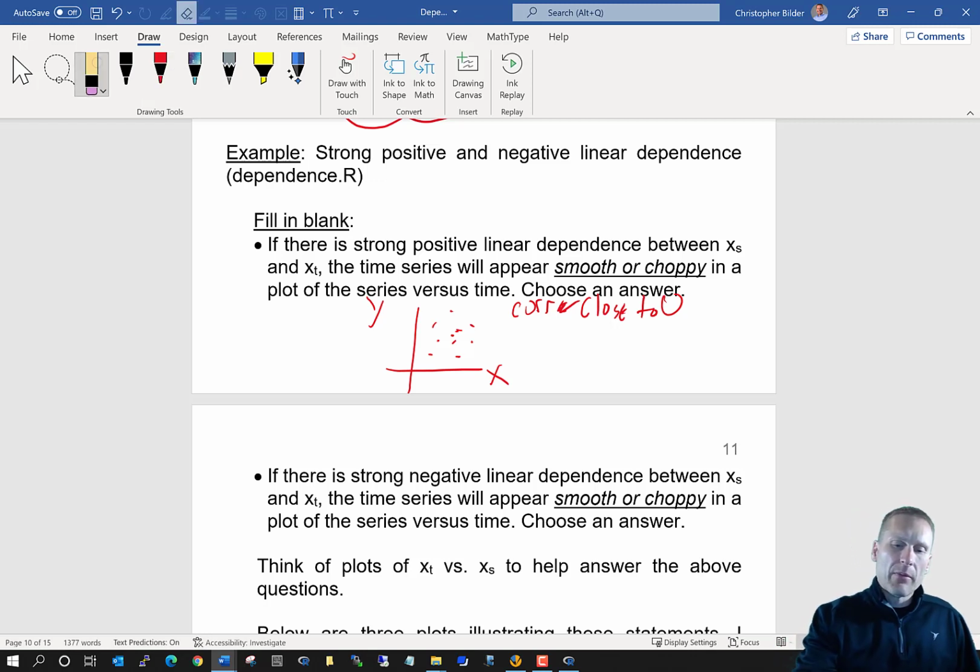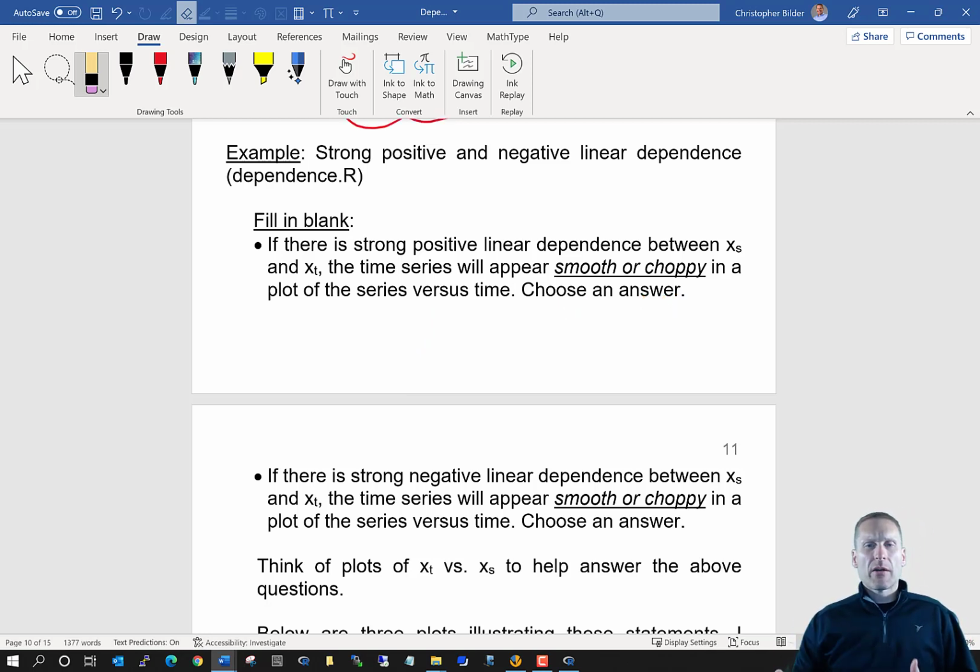Okay, but now in a time series context, what does this actually mean? Because what we're interested in is plotting the data over time. What does strong positive dependence look like? What does strong negative dependence look like? What does really no dependence look like? And so here's a fill in the blank question to help you see where we're going with this. If there is strong positive linear dependence between x of s and x of t, the time series will either appear smooth or choppy in a plot of the series versus time.